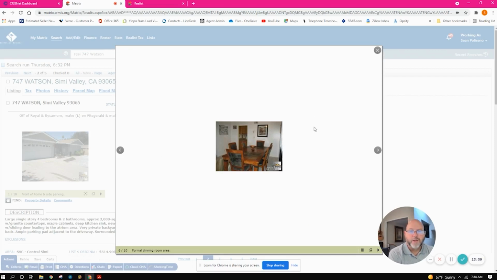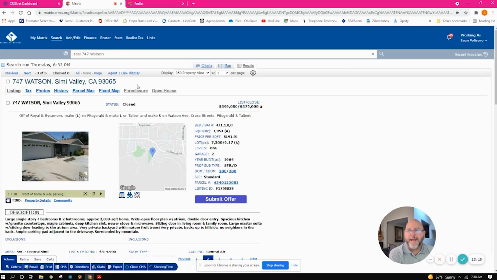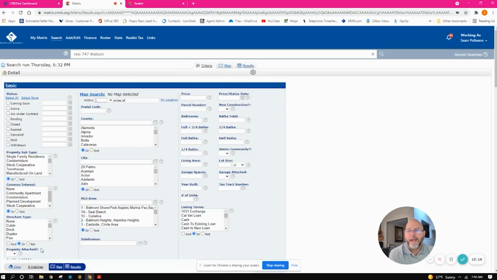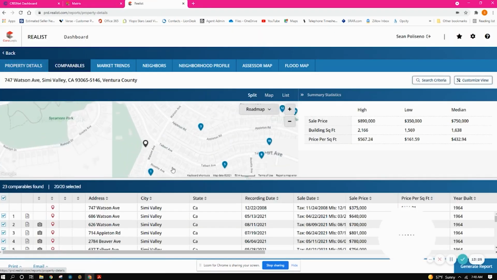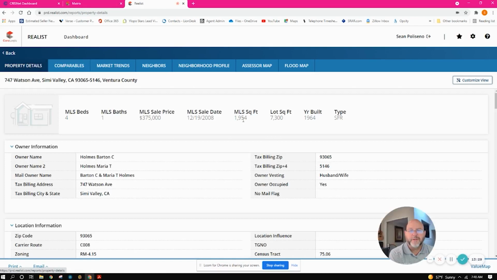Okay, so we're going to just close this up, and now we're going to come back here. Remember, all we did was put our address in here. We know it's 1,900 square feet. Go back to our subject property: 1,900 square feet. We know it's a 4-1.